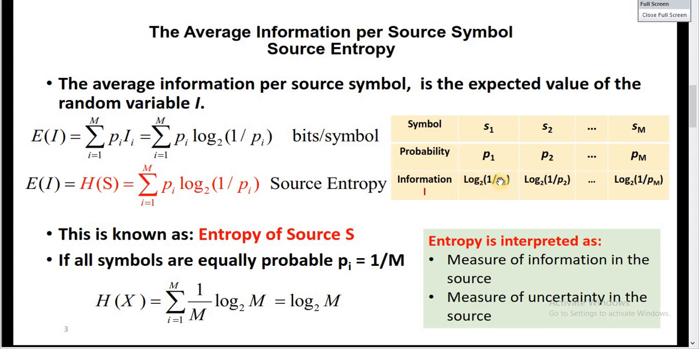Symbols with higher probability have less uncertainty. Symbols with small probabilities have higher amount of uncertainty. That is, they carry larger amount of information. In the special case, when the symbols in the source are equally likely, the entropy is given as 1 over m log base 2 of m, summed over m symbols, and this equals log base 2 of m.